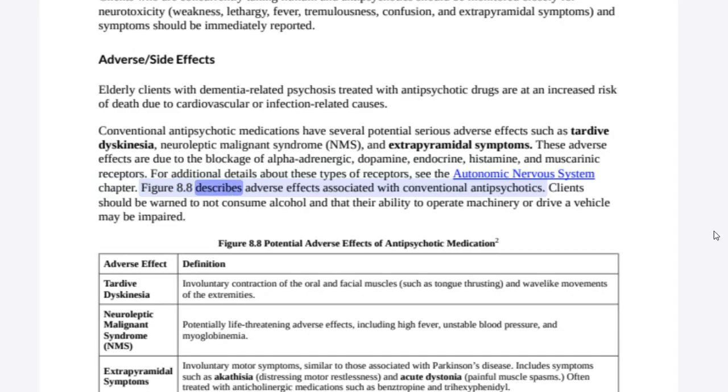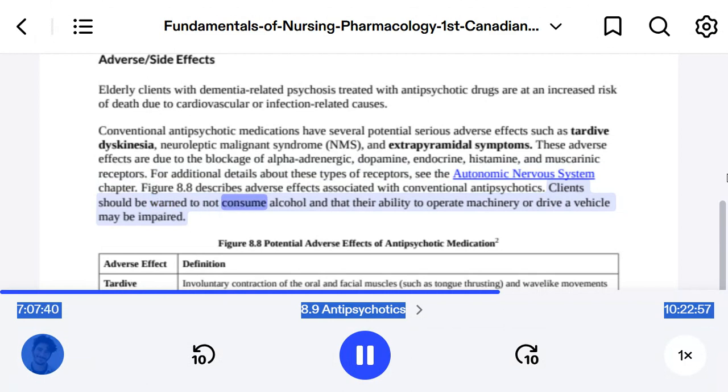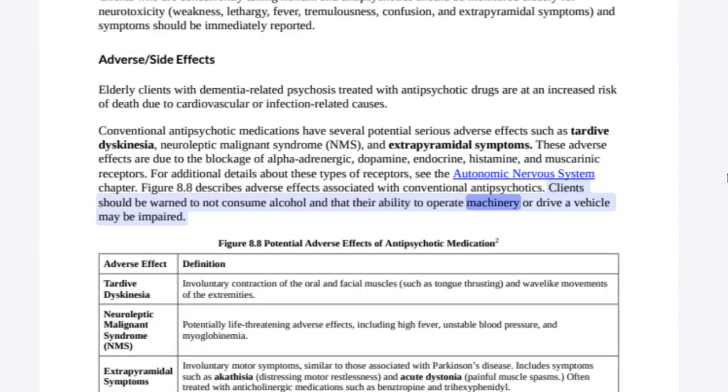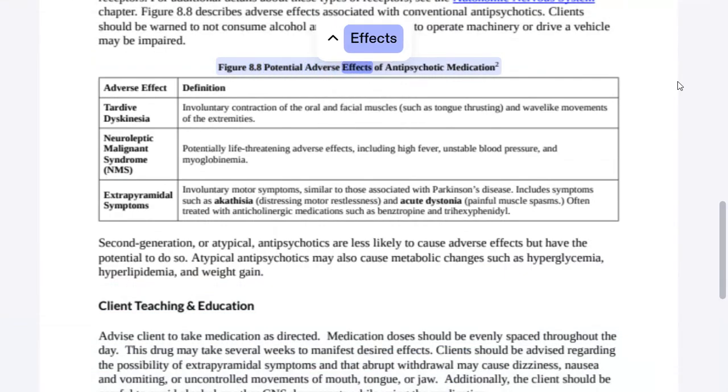Figure 8.8 describes adverse effects associated with conventional antipsychotics. Clients should be warned to not consume alcohol and that their ability to operate machinery or drive a vehicle may be impaired. Figure 8.8 Potential adverse effects of antipsychotic medication. Adverse effect definition. Tardive dyskinesia: involuntary contraction of the oral and facial muscles and wave-like movements of the extremities. Neuroleptic malignant syndrome: potentially life-threatening adverse effects, including high fever, unstable blood pressure, and myoglobinemia. Extrapyramidal symptoms: treated with anticholinergic medications such as benztropine and trihexyphenidyl.